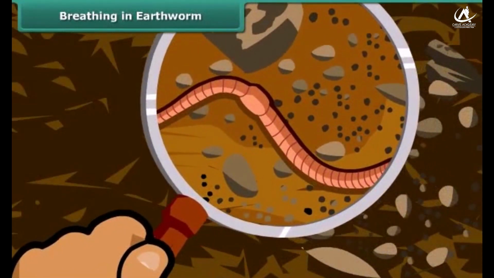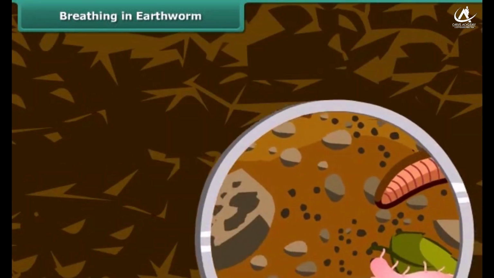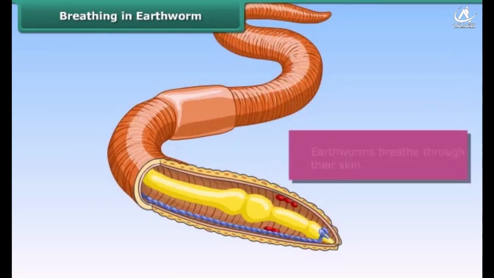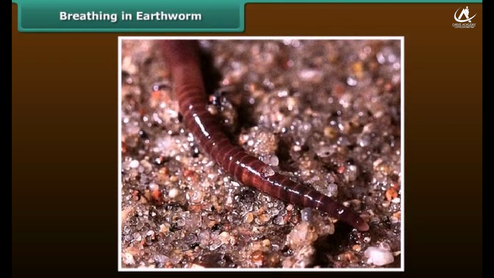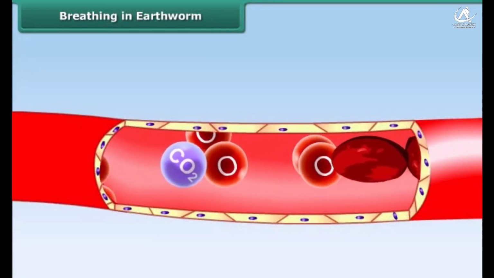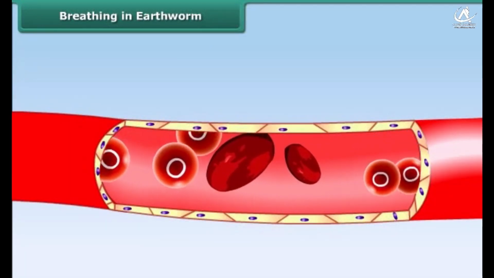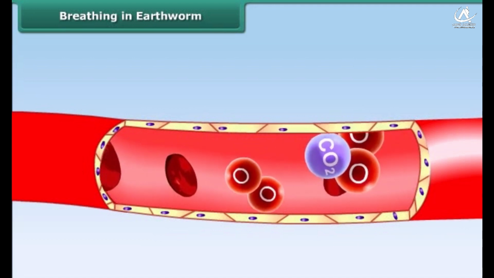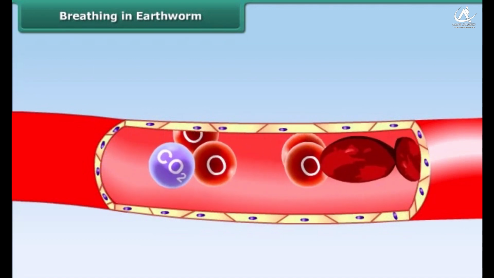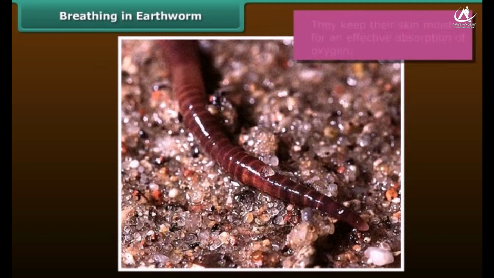Earthworms, like insects, do not have lungs, nor do they have a nose. They breathe through their skin. They absorb oxygen from air and soil. When the oxygen comes in contact with their moist skin, it dissolves. It is absorbed through tiny blood vessels and circulated throughout the body. The same blood vessels carry the carbon dioxide to be expelled through the skin. For an effective absorption of oxygen, earthworms keep their skin moist.